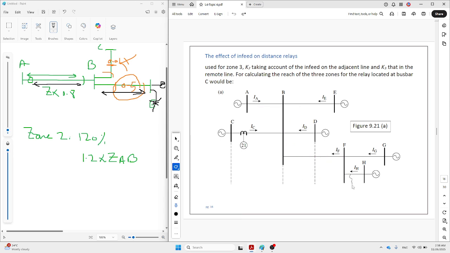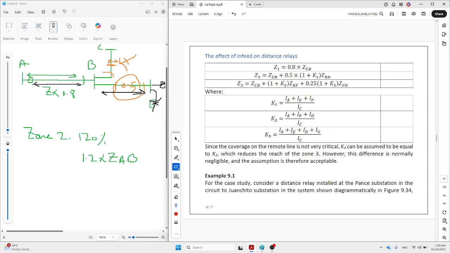Okay, so this is the fault point. For this one, IC is coming in this way, correct? So the other faults, this one coming, this one also coming, this one also coming, and then IH is from this way, but IG is coming.